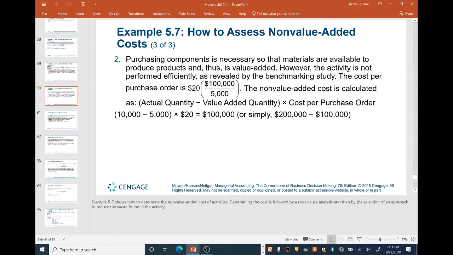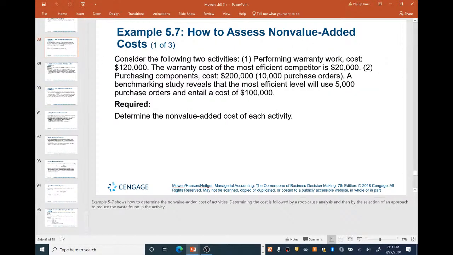So once again, remember the purchasing component is a value-added activity, but it is being ineffectively or not efficiently run, right? Because of the benchmark study. So the cost per purchase order is going to be $20. So right here we're using the benchmark study numbers. If you recall that 100,000, your numerator, your denominator 5,000. So you see here that we're using the benchmark study. Benchmark study reveals most efficient level is 5,000 at a cost of 100,000.